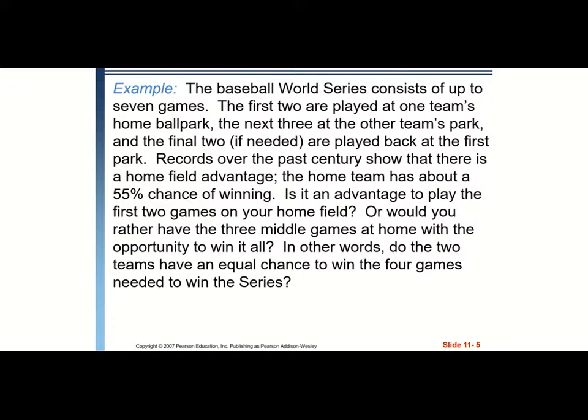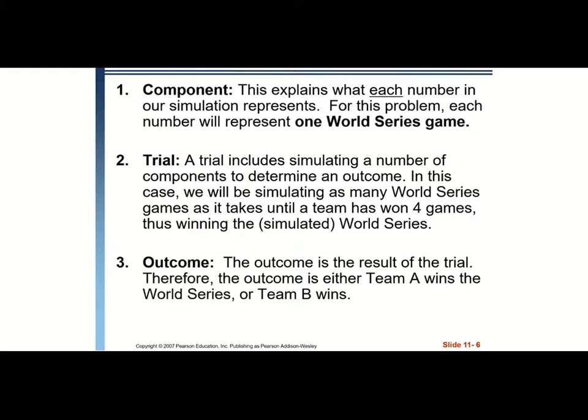So in this problem, we are going to be simulating the Baseball World Series. We want to see, is there an advantage between the home team and away teams? Start off by defining what each of these new vocabulary words are in the context of this problem. So the component is what we're simulating for this problem. Okay, so we're going to have a string of numbers, and each number is going to represent one World Series game. Now it mentioned in the text of the problem that the home team has a 55% chance of winning each game, and the away team thus would have a 45% chance of winning.